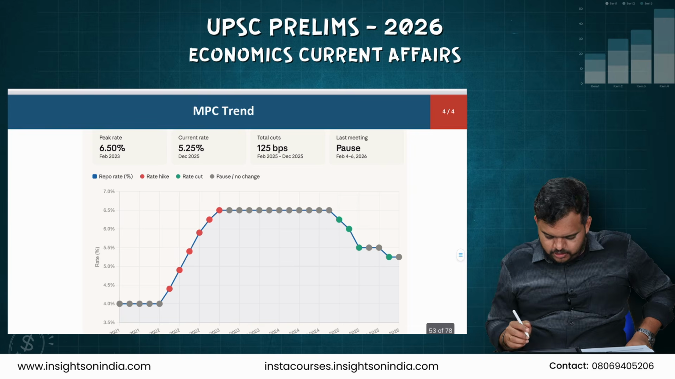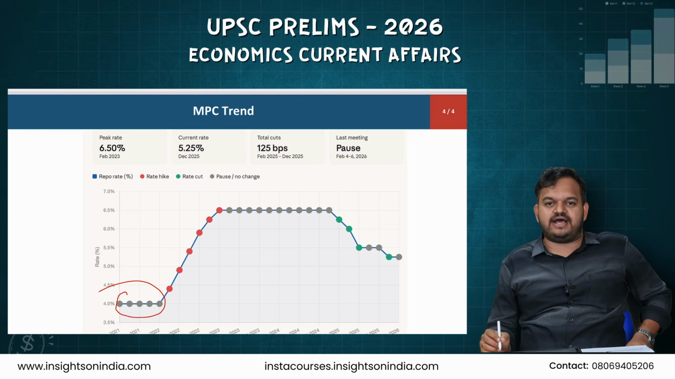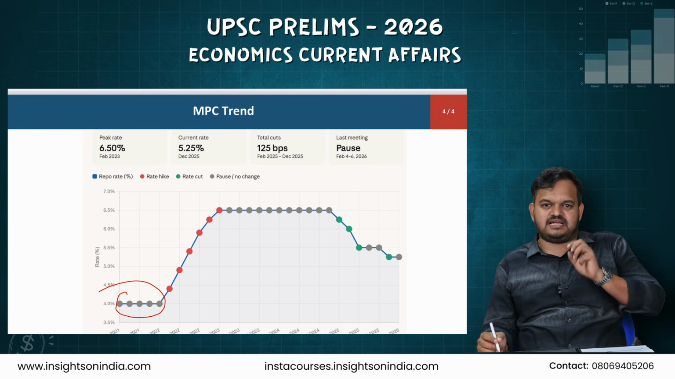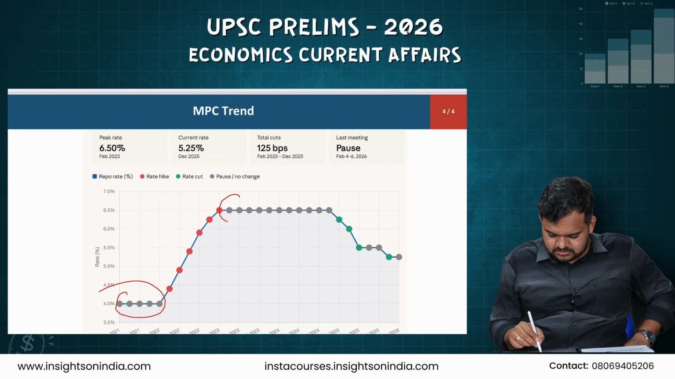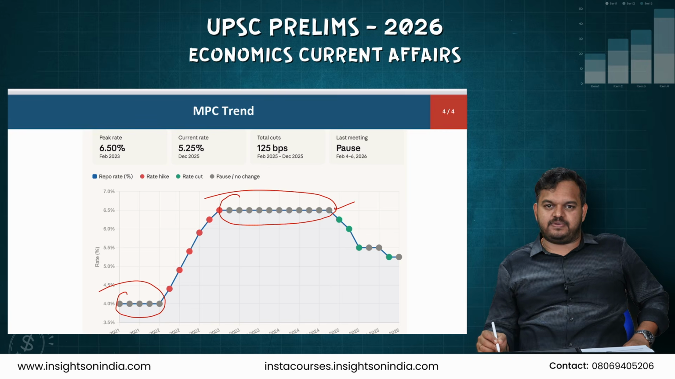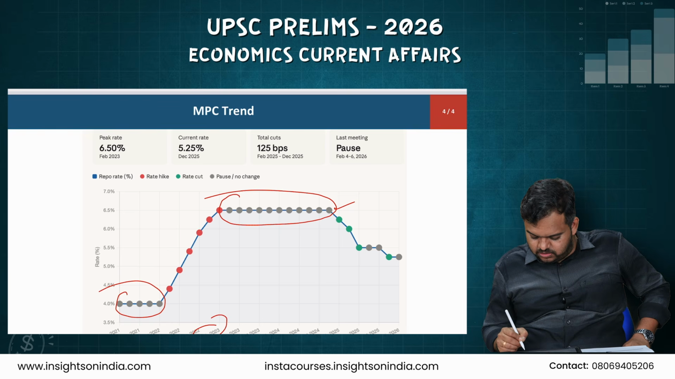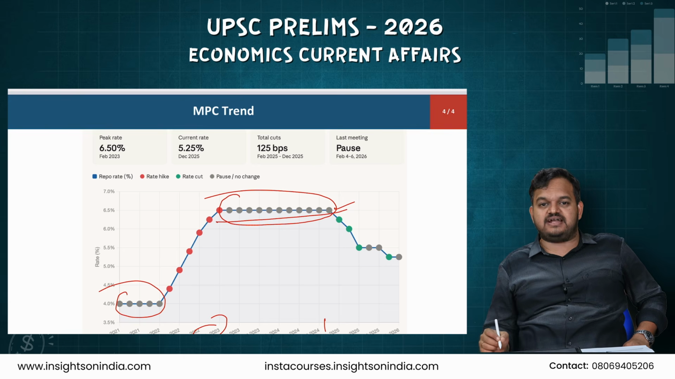Recent trend, if you talk about, during the COVID times, repo rate was as low as 4%. But when inflation increased, RBI had to absorb the excess liquidity, so the repo rate increased. It has been kept at 6.5% from around Feb 2023 to around November 2024, for more than 1.5 years. It is called neutral stance.